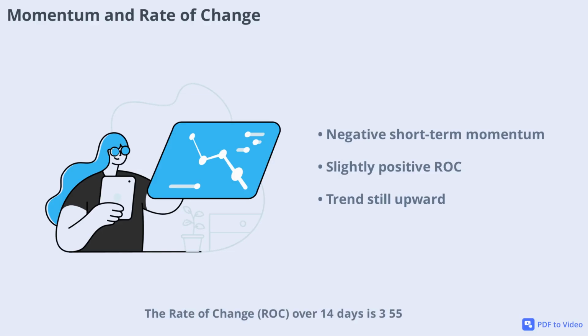The rate of change, ROC, over 14 days is 3.55, showing a slight positive shift, while the ROCP and ROCR are also mildly positive. This suggests that while short-term momentum is weak, the overall trend remains upward. These indicators are useful for spotting early signs of reversals or trend continuations.